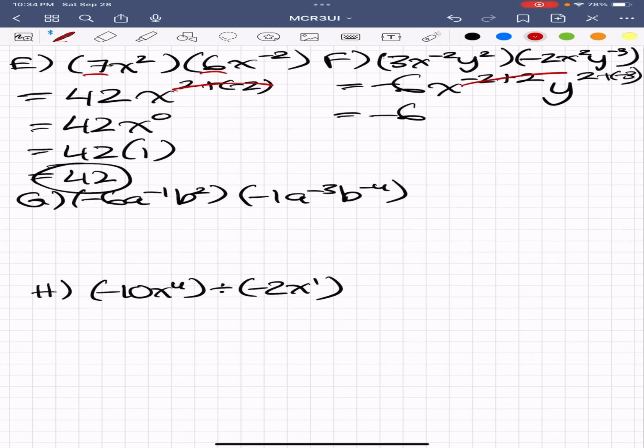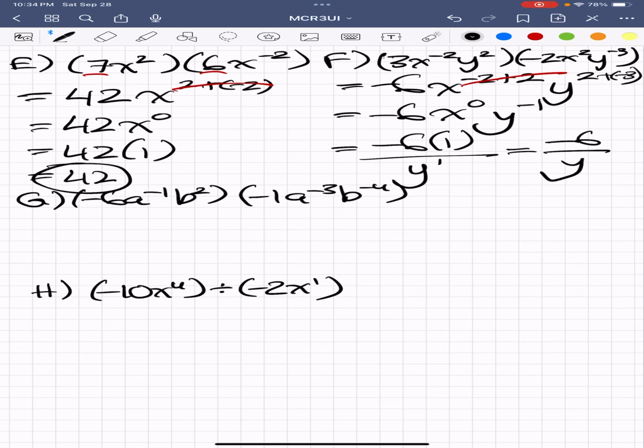-2 plus 2 cancel out. It equals 0, x to the power of 0. And then y to the power of 2 plus -3 would be -1. So we have -6, and using our 0 law, that becomes a 1, and using our negative exponent law, we move y to the denominator to make the exponent of -1 positive, and then we have -6 over y. Yep, there you go.